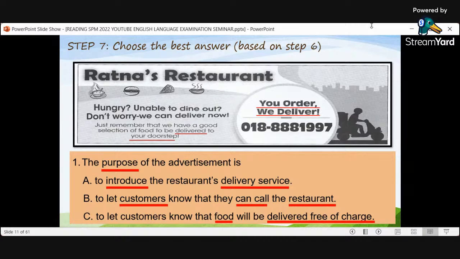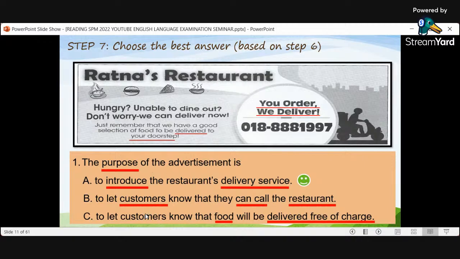Is it free of charge? Did it say free of charge? Right, no. So is it A, to introduce the delivery service? Yes, because it didn't talk about it being free. Maybe there's payment. There is nothing about free of charge, because it is not written in the text that it's free. Definitely you can call, but you call the restaurant to deliver food to you. But there is no mention of price.